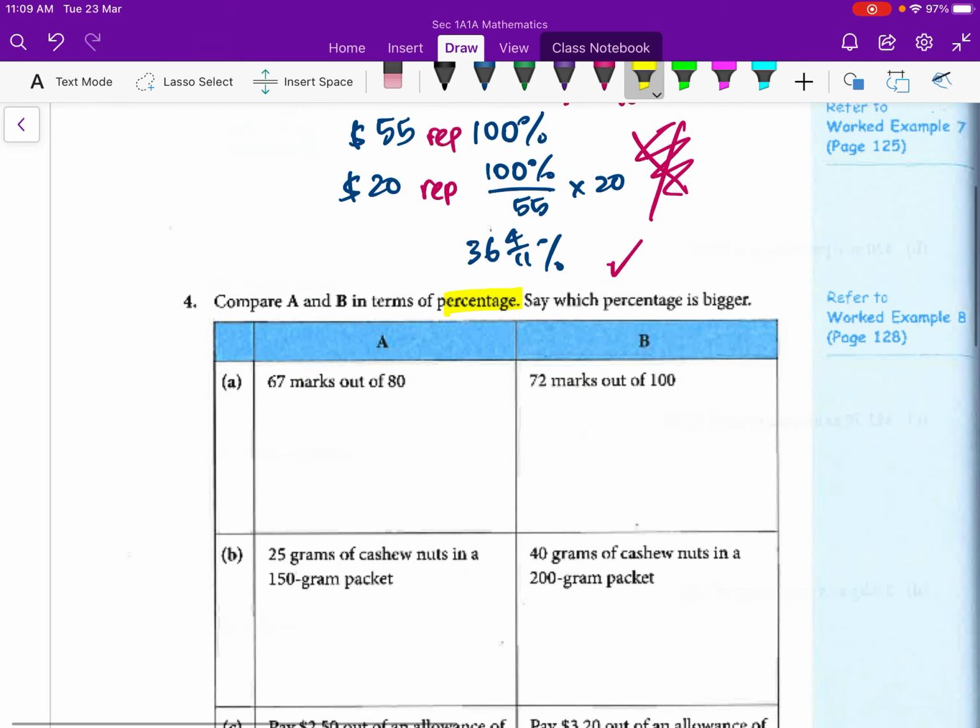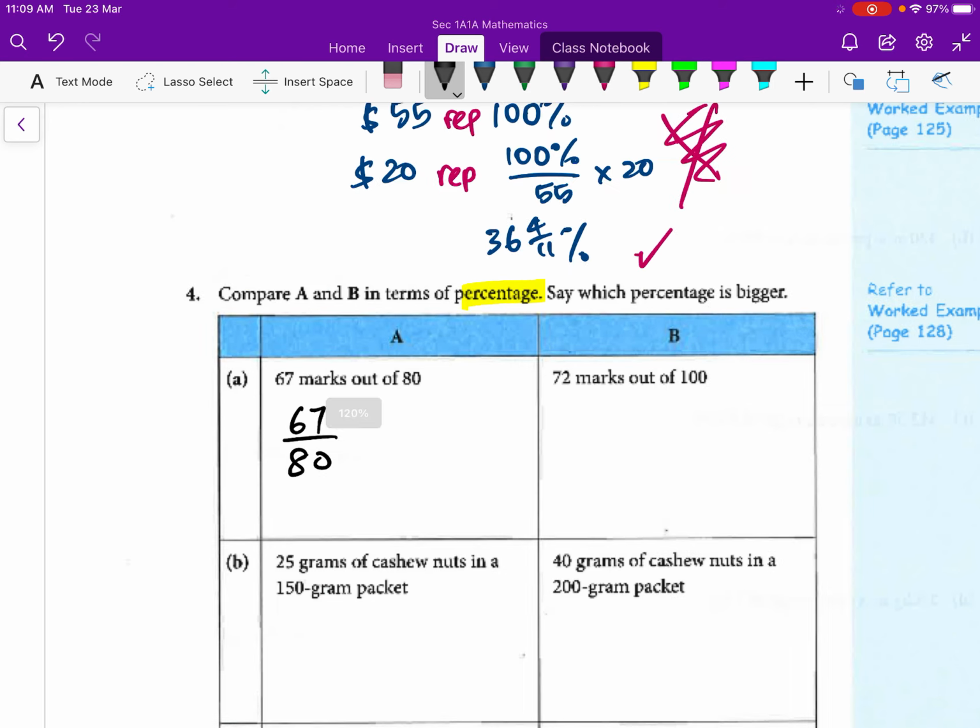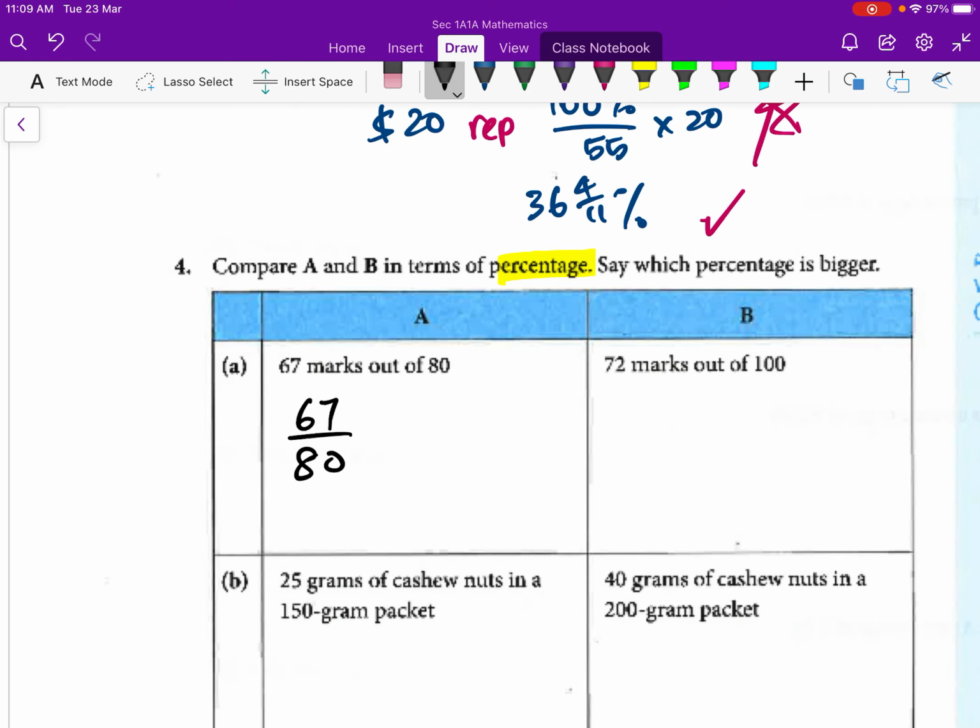So how are you going to make it? Okay, what is this fraction over here? 67 over 80, right? This is the fraction. Now you say you want to make the denominator 100. How are you going to do that? Add 20. You mean like this? Add 20? And then what about the numerator? Also add 20. Are you sure then they are the same? They are no longer the same.